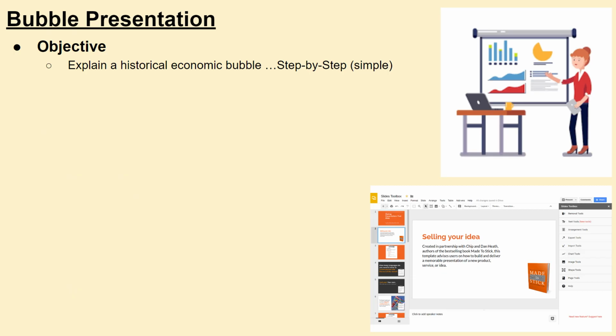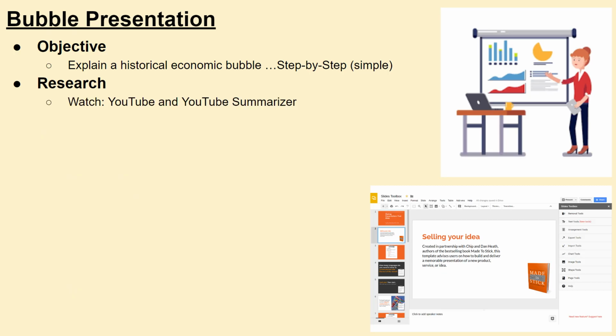I'll repeat. Keep your information, your text, short and bullet pointed, and add pictures that help with the step-by-step process. Add pictures that align with some of the bullet points so that the audience can follow along with the step-by-step process of the rapid increase in the economy and then the subsequent decline.